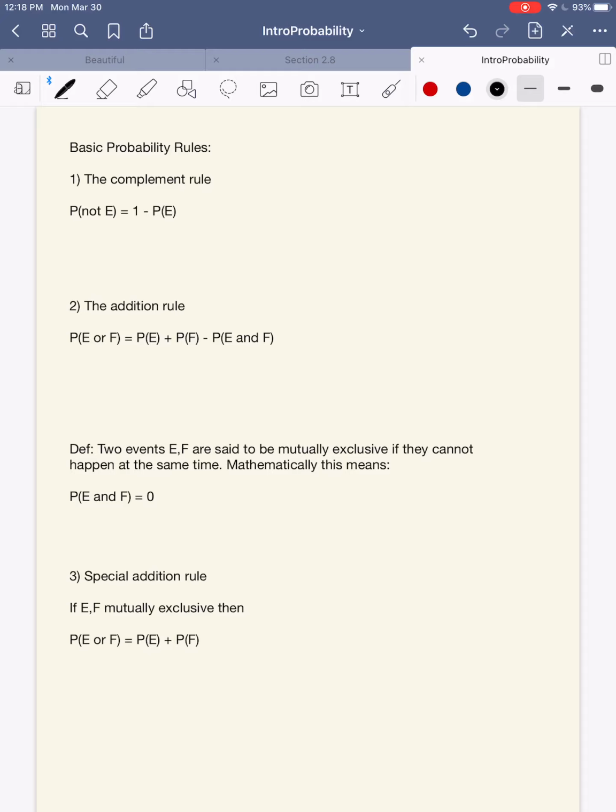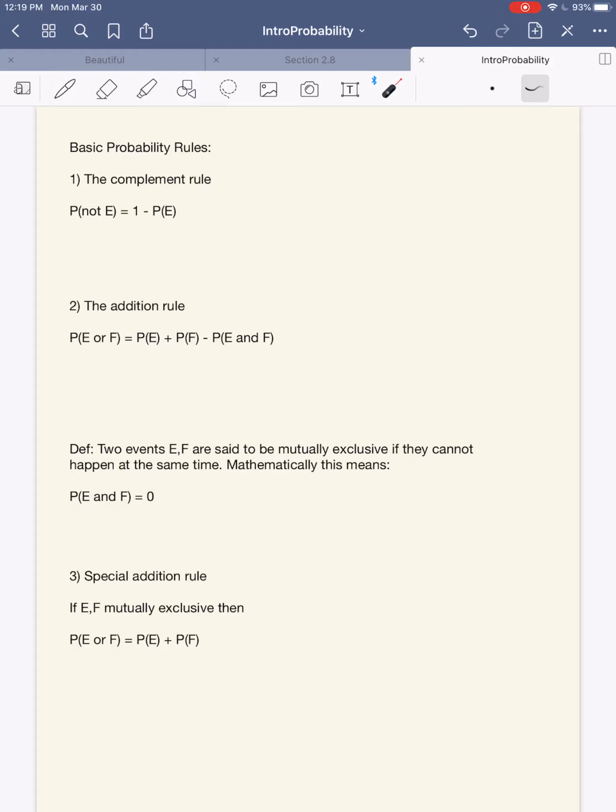So to start off with, we've got a couple basic probability rules that we'd like to discuss. The first one gets this fancy name called the complement rule, and what it says is that the probability that an event does not happen, so the probability of not E, is 1 minus the probability that it does happen. Now, there's not much to really say about this rule because even though it gets this fancy name, the complement rule, you guys already know this rule.